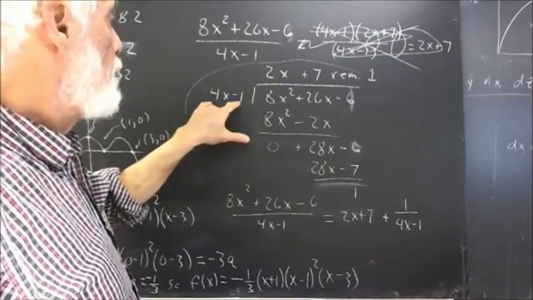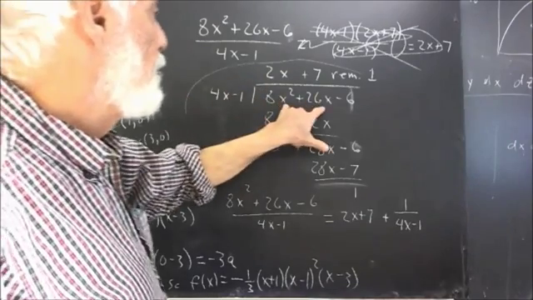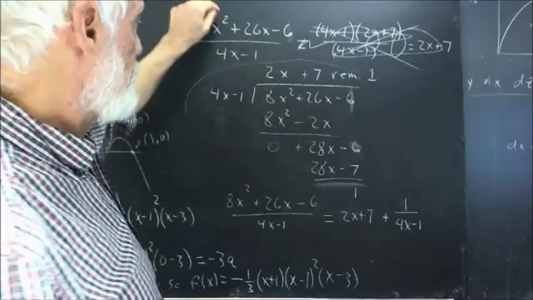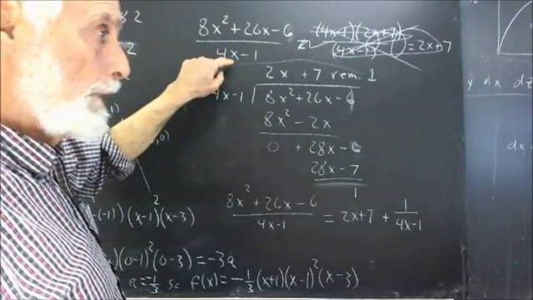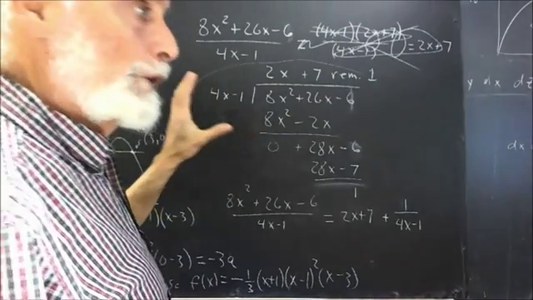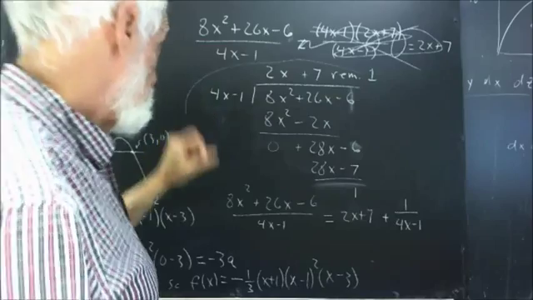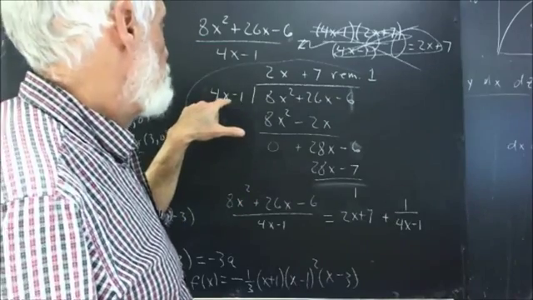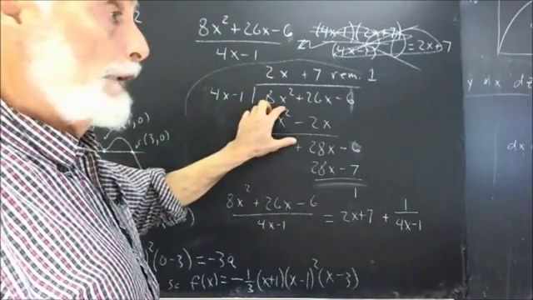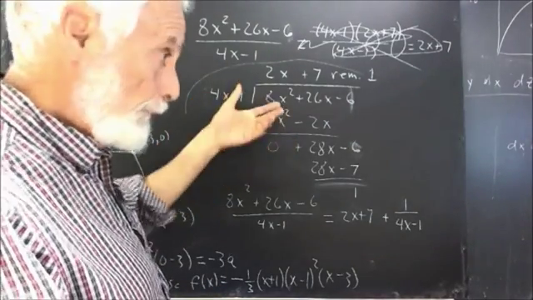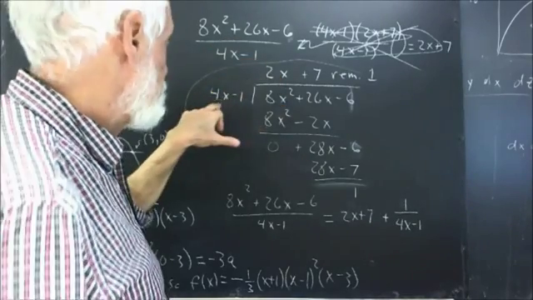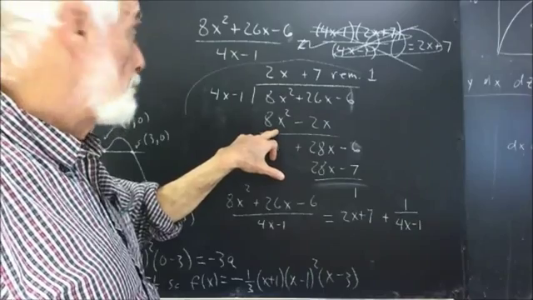So we divide 4x minus 1 into 8x squared plus 26x minus 6. It makes sense to do this when the degree of the numerator is 1 greater than the degree of the denominator. This is going to give you what's called an oblique asymptote. That's where we're headed here. So we use long division. 4x goes into 8x squared how many times? You should think that before you look. Well, that's going to be 2x, because 2x times 4x is 8x squared.